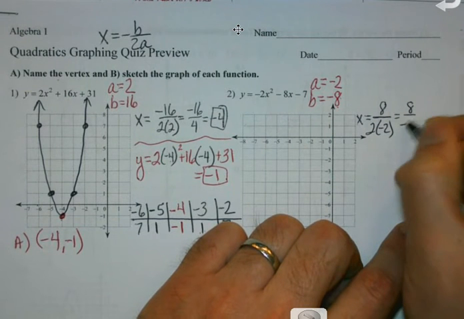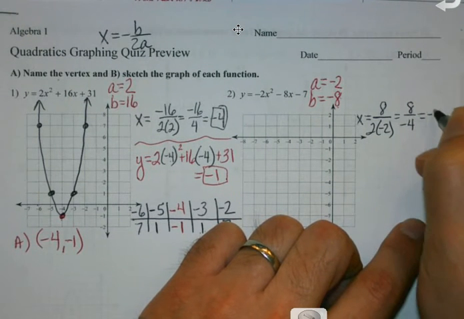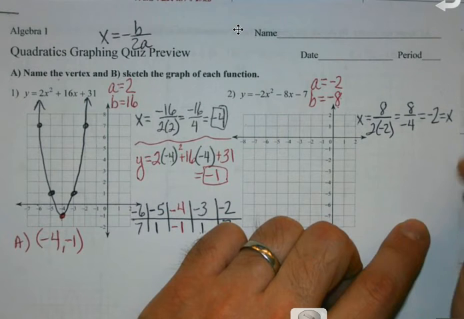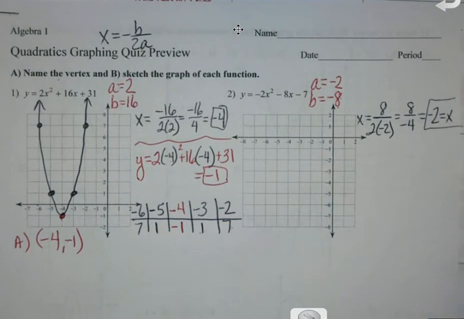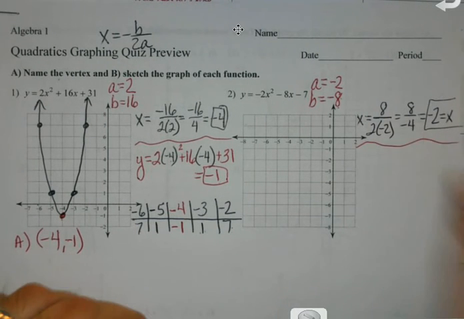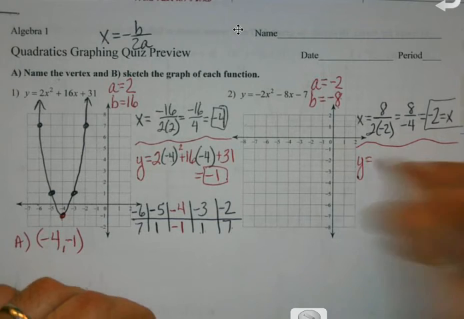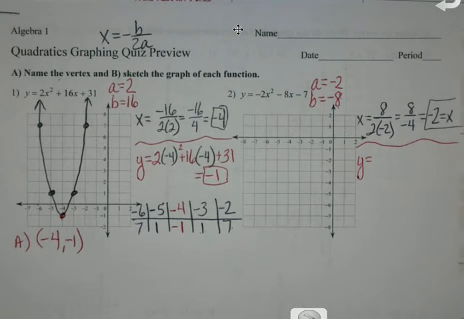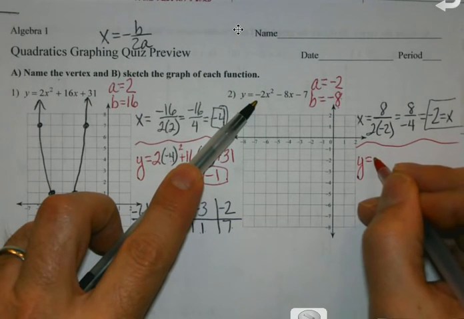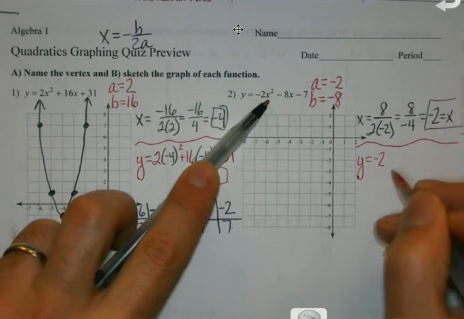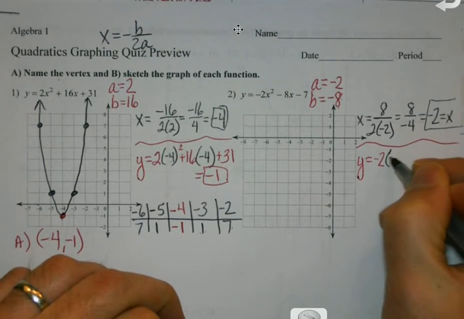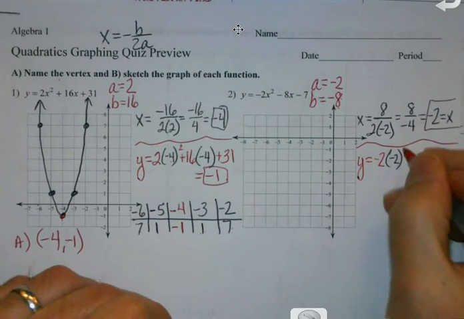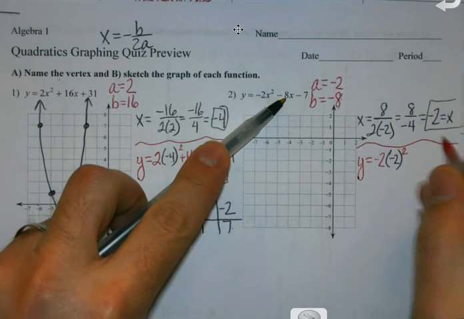So 8 over -4 is -2. And that's my x value for my vertex. Now again, if I'm feeling lucky, I could go ahead and graph this right now and just start writing the chart. But I know I tend to make some little sloppy errors at times, so I just want to make sure. So y equals, I'm going to start copying this.